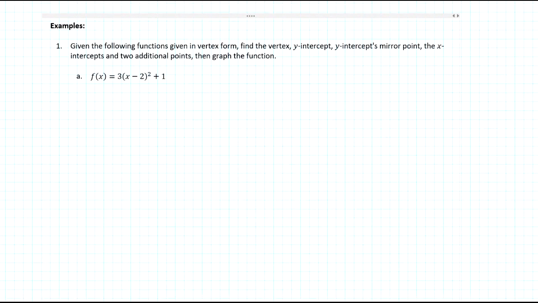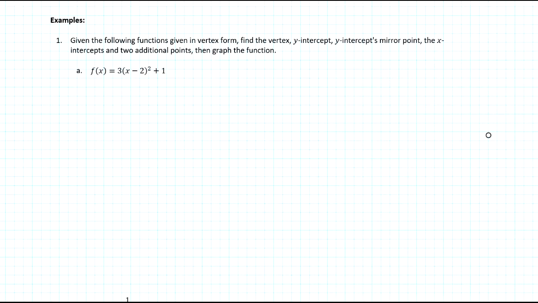Let's see, so we have f of x equals 3 times the quantity x minus 2 squared plus 1. Let's begin by identifying the vertex. So the vertex is the point 2, 1. For the inside, it's the opposite sign. For the outside, it's that positive one. It's the same sign.